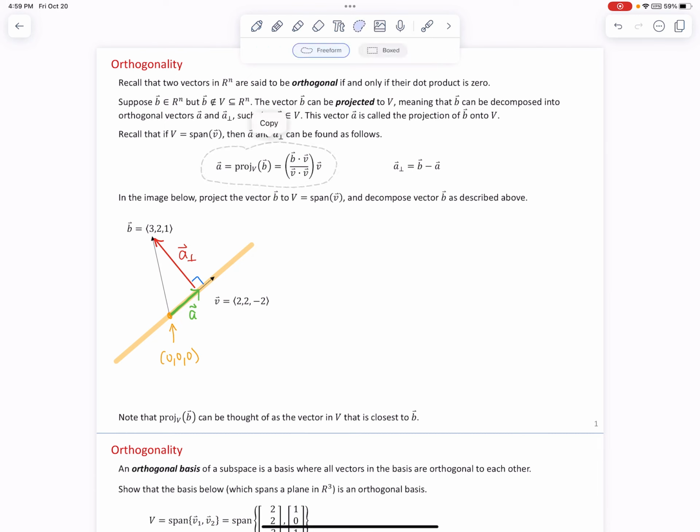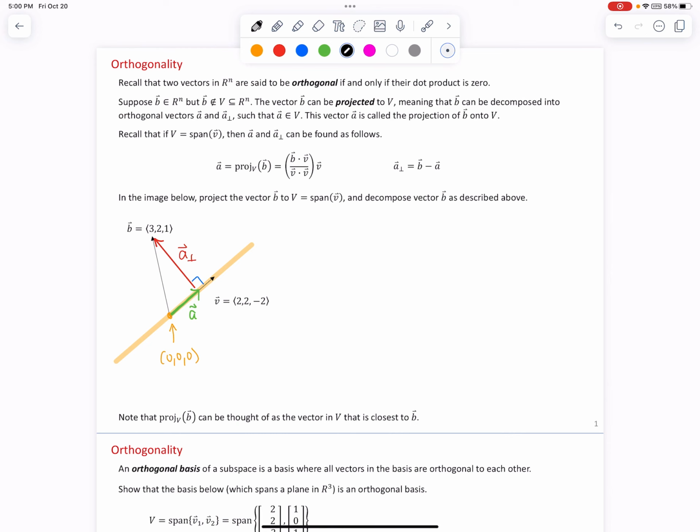Now the formulas that we used are right here. The projection of b onto the vector space V is equal to, we do the dot product of b and v in the numerator, which will give us a scalar, and divide that by the scalar, that's a dot product of v with itself. Ultimately, what we have in these parentheses is a scalar, and then we scale vector v by that scalar, and that will give me the vector a that I'm after. And then we know that vector a plus vector a orthogonal should equal vector b. Therefore, vector a orthogonal can be computed by simply doing vector b minus vector a.